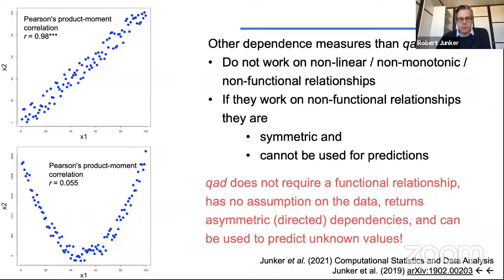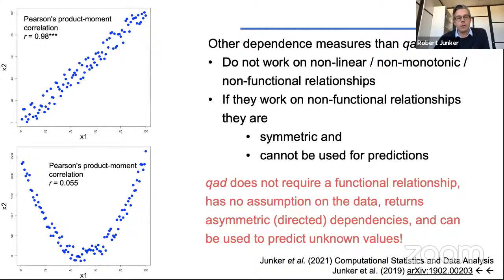So why would we use QAD? Because other dependence measures than QAD do not work with nonlinear, non-monotonic, and non-functional relationships. That is true for Pearson, for Spearman, and some other dependence measures. However, there are some that can work on non-functional relationships, for example, MIC, but they are usually symmetric, so they only provide one dependence measure and not two in both directions as we do, and they cannot be used for predictions. And that is also an important function of the R package QAD.